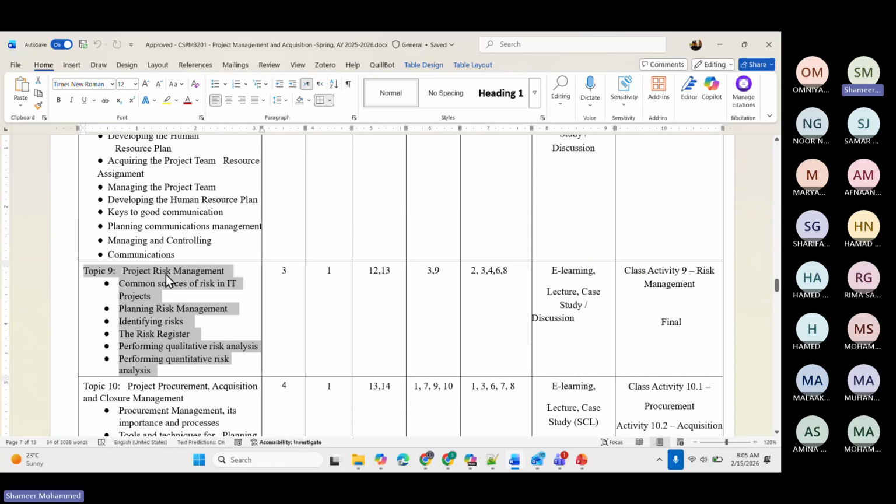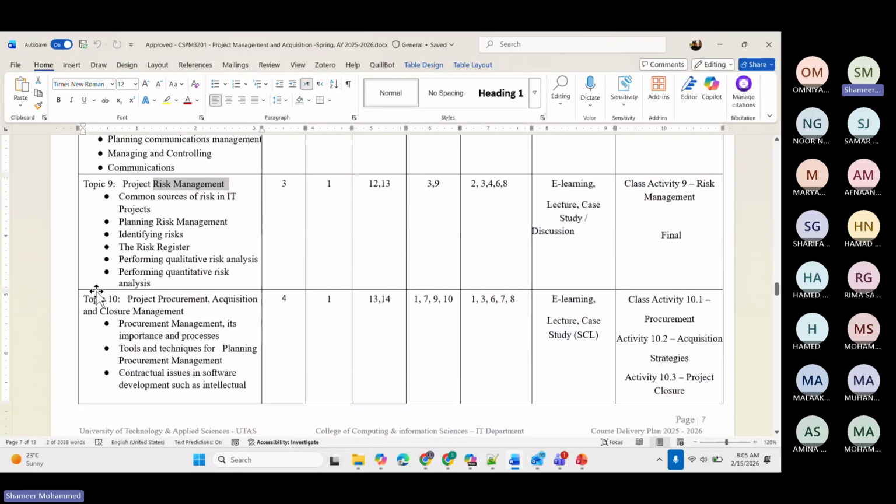Risk means threats, dangers. When you do some work, there will be threats, there will be dangers that may happen, may occur. If they occur in your project activity, how will you manage? That is about this lecture called risk management. Right, that is lecture 9.